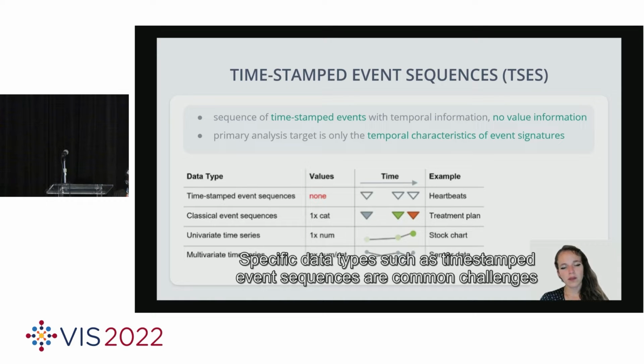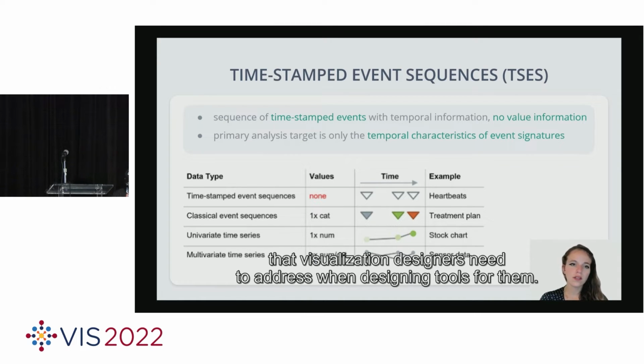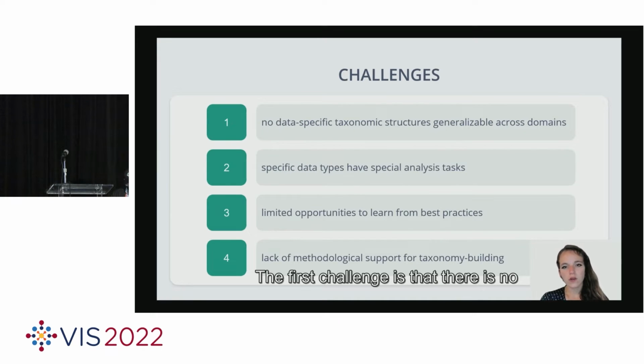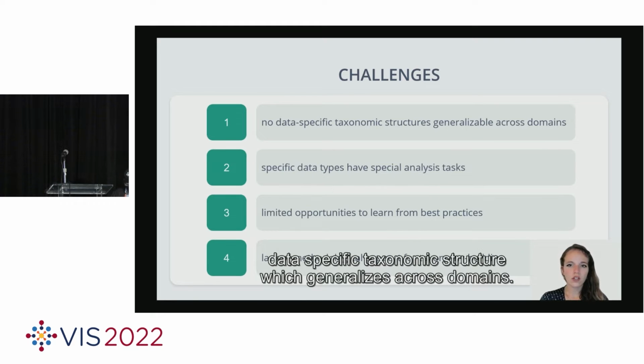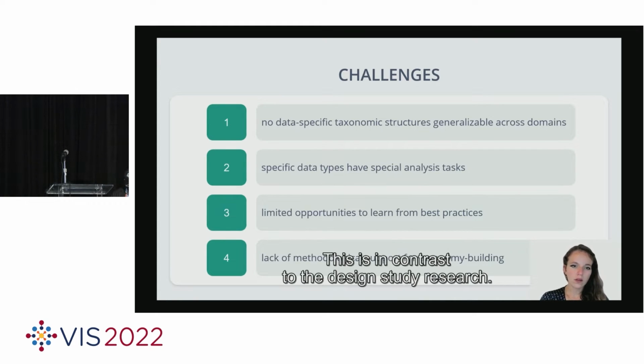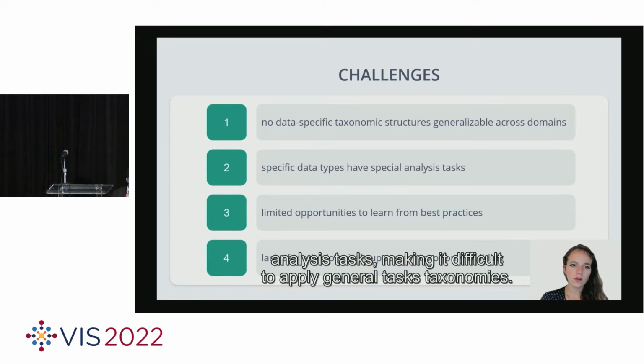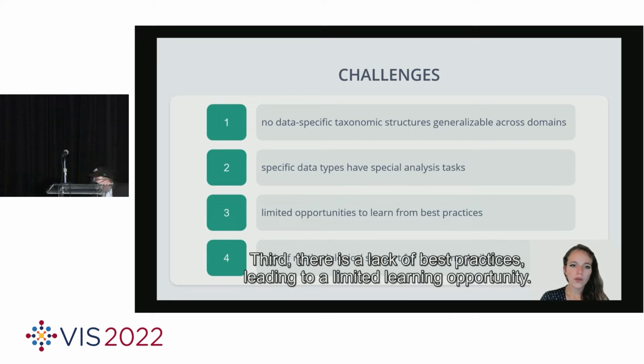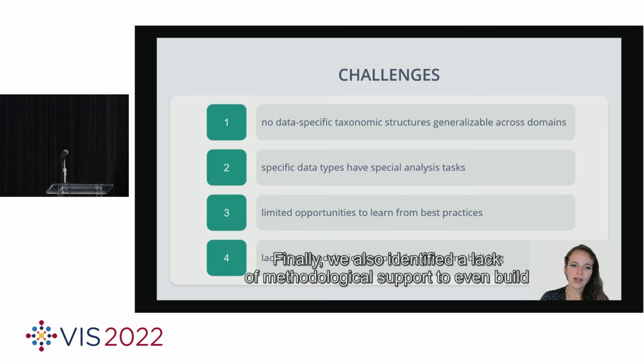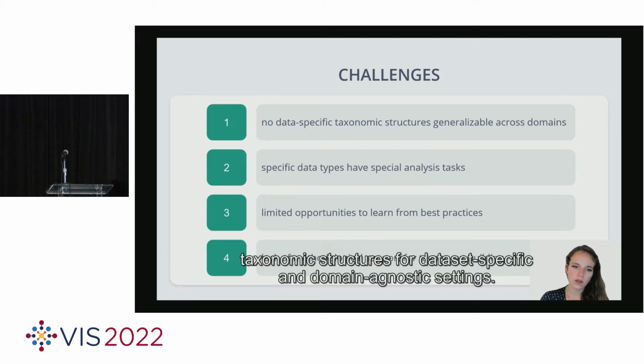Specific data types such as time-stamped event sequences bear common challenges that visualization designers need to address when designing tools for them. The first challenge is that there is no data-specific taxonomic structure which generalizes across domains. This is in contrast to the design study research. Second, specific data types have special analysis tasks, making it difficult to apply general task taxonomies. Third, there is a lack of best practices, leading to a limited learning opportunity. Finally, we also identified a lack of methodological support to even build taxonomic structures for dataset-specific and domain-agnostic settings.